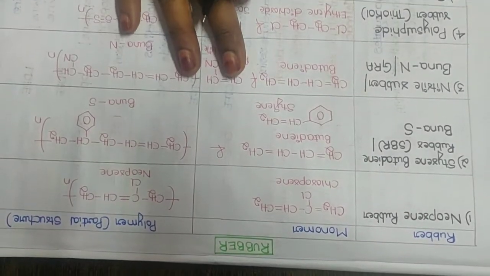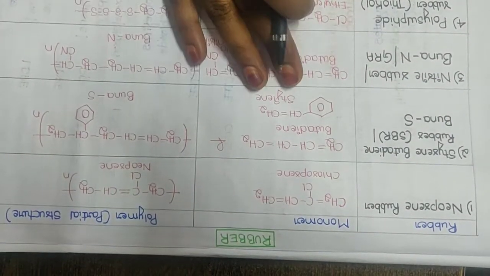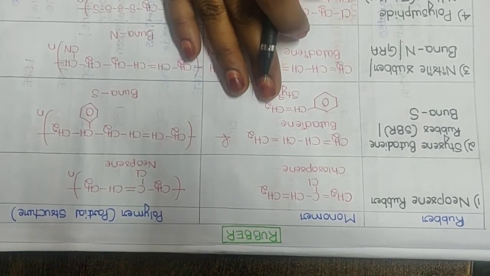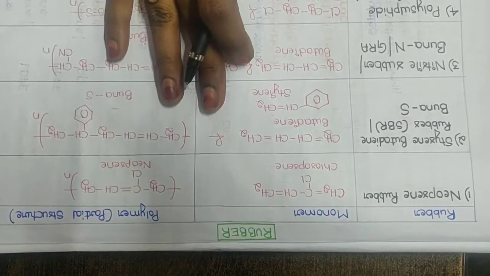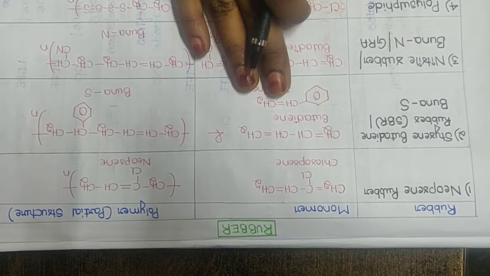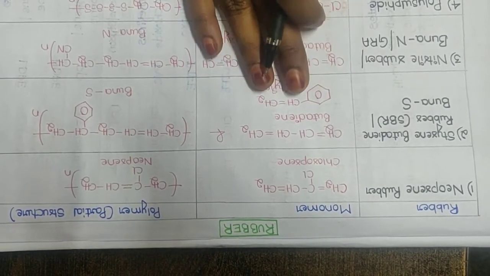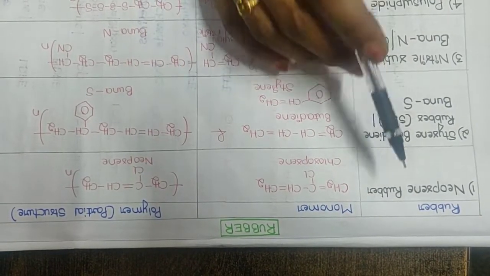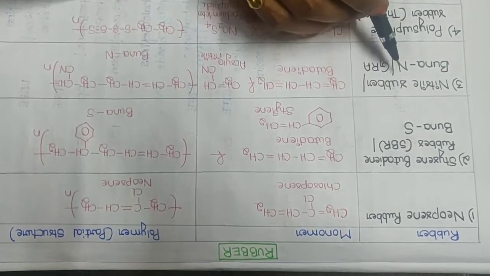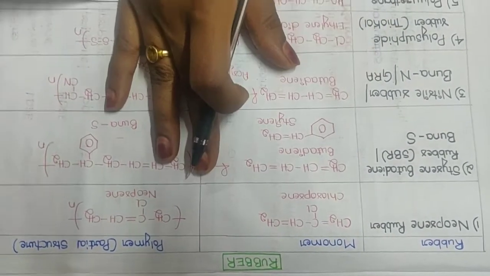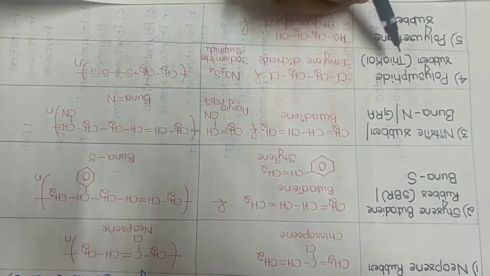So now we'll study the different types of rubbers, what are the various monomers and what is the partial structure. Monomers are very important. We have already studied in our theory neoprene rubber, Buna S, Buna N. Along with this, there are two more rubbers you should know.